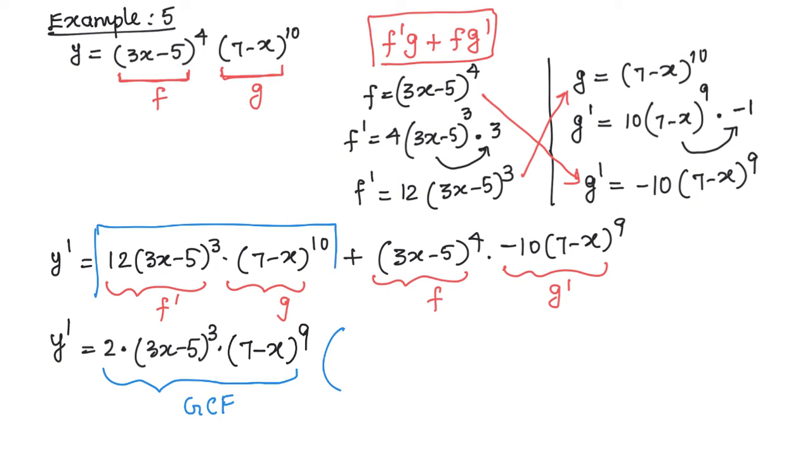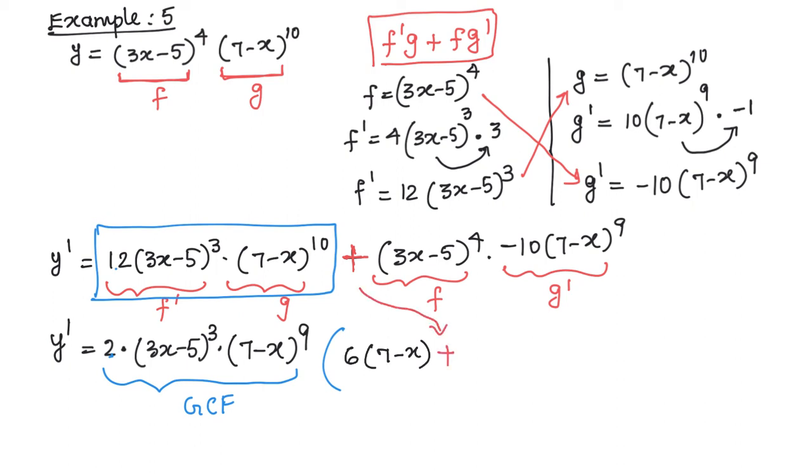So divide this first term by this GCF. So you can see that this 12 divided by 2, that is 6, and this term will cancel, and this term only one of the factor will be left because this exponent is 10 and this is 9. So while dividing we will subtract the exponent. So it will be 7 minus x power 10 minus 9. 10 minus 9 is 1. If the exponent is 1, we won't write that. Then write this plus sign.